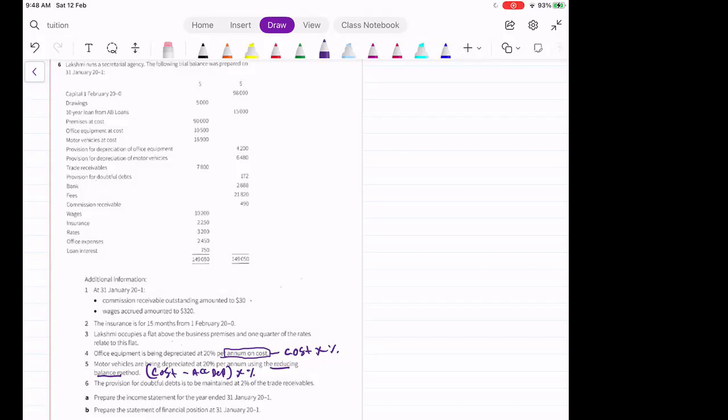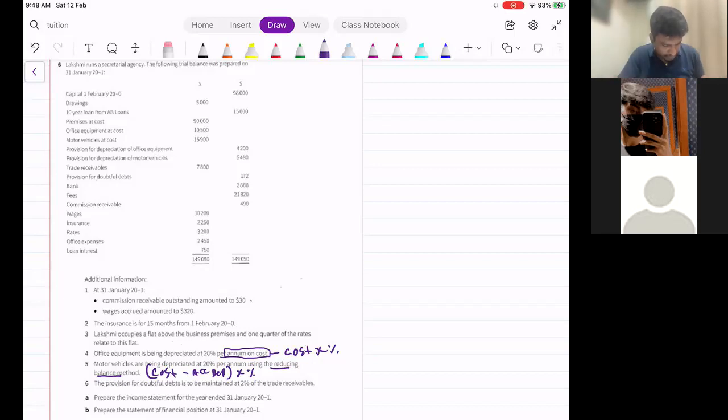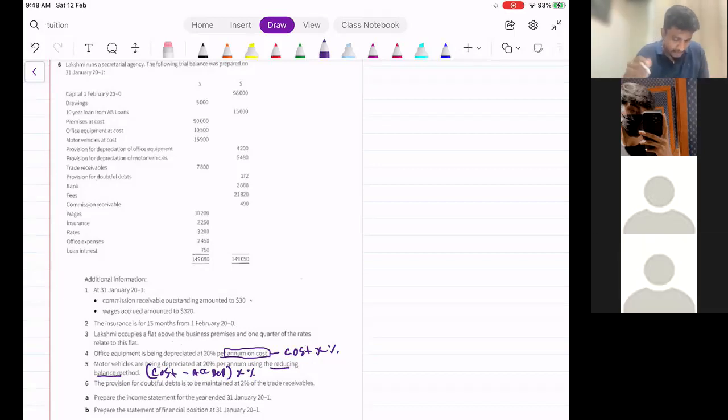Sir, I'm having problem with part 2, sir. Part two. Question number 2, is it? Yeah, that one you need to calculate insurance for 15 months. So how much is the insurance that you paid? The insurance that we paid is 2250. So this 2250 is for 15 months.